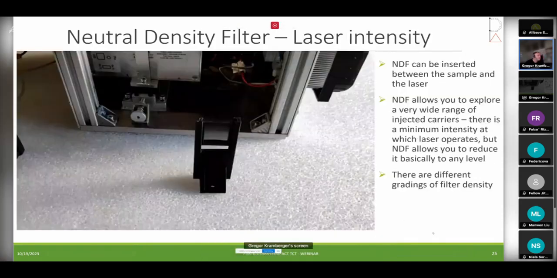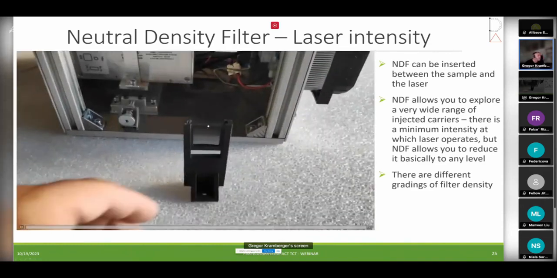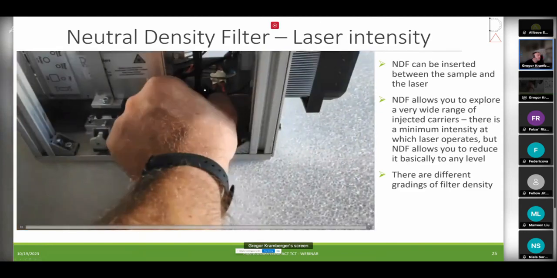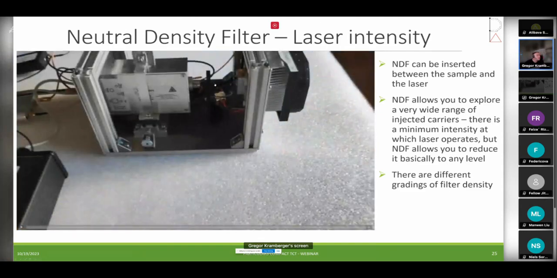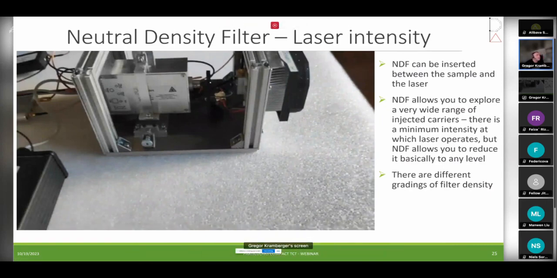Okay, so let me come to the filter. Like I said, this is the filter, which has multiple gratings. You can use anything you like. So in theory, you can get with the system to a few photons, basically. You set the laser to a very low intensity, and then you can use additional filters to come to almost single photon level.